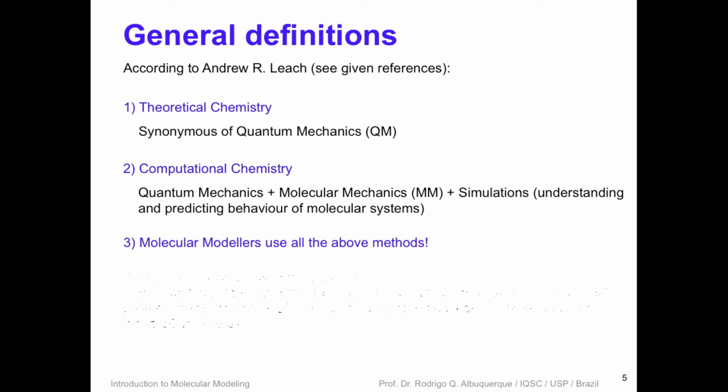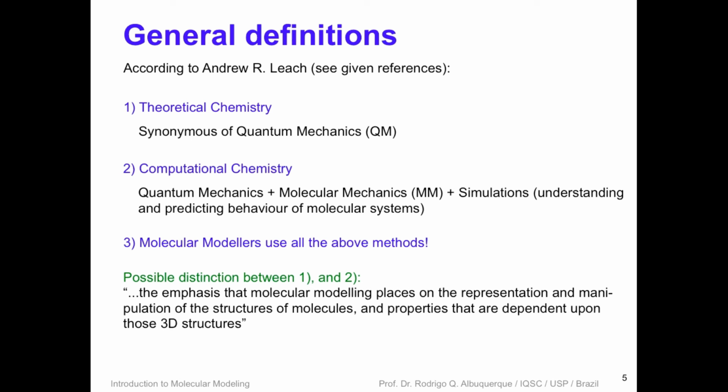Still, a distinction can be made on these 3 concepts, and the distinction can be made on the emphasis that molecular modeling places on the representation and manipulation of the structures of molecules and the properties that are dependent upon those 3D structures. The most important part is to understand different methods and to apply them correctly. This is really important. So there are many definitions. Sometimes the student is worried about not being able to describe what exactly is molecular modeling. But the important part is to describe different methods and to apply them correctly.